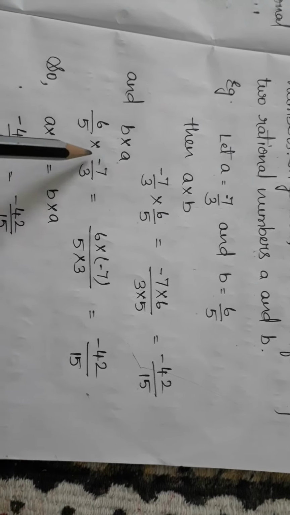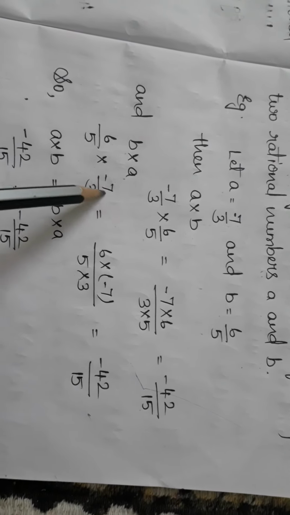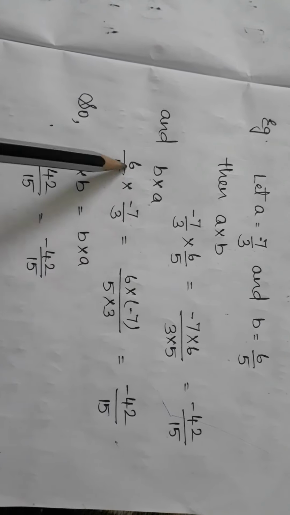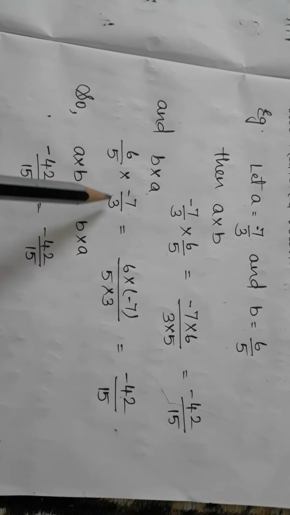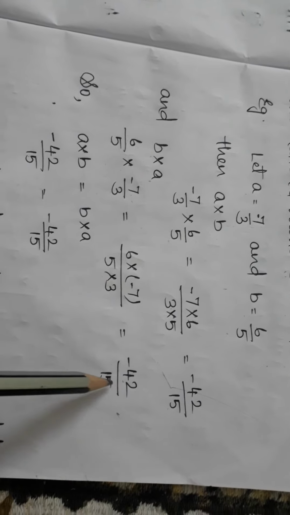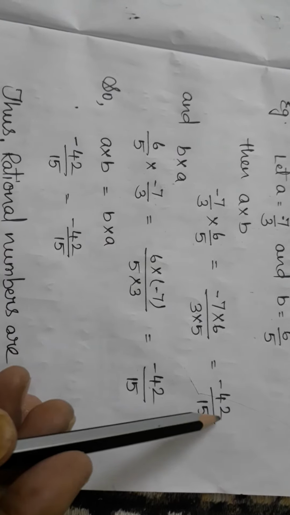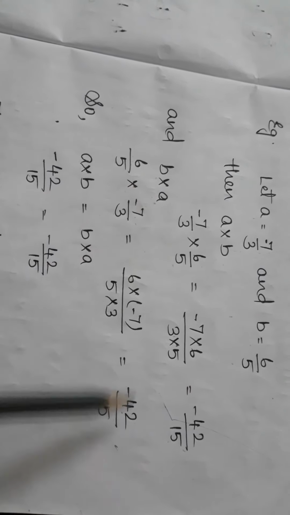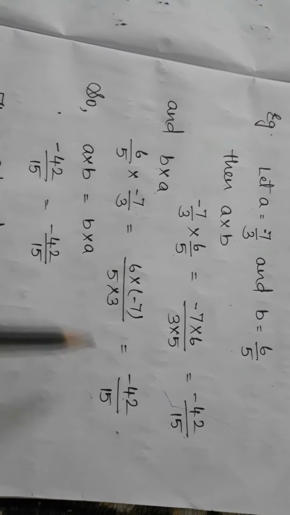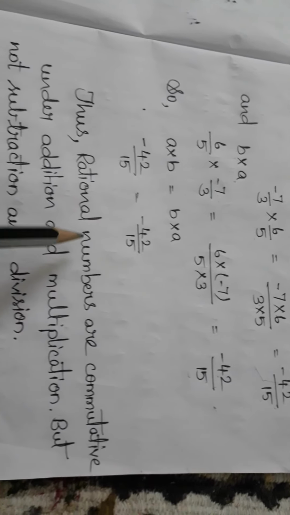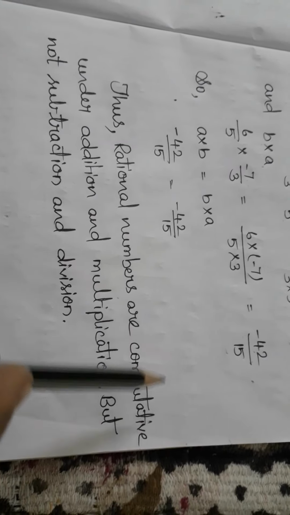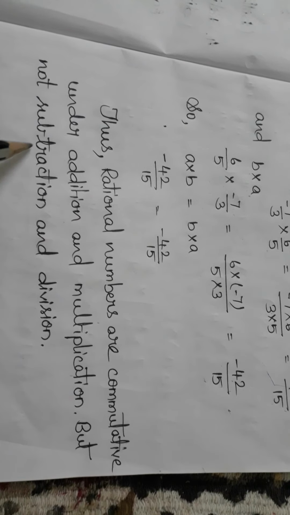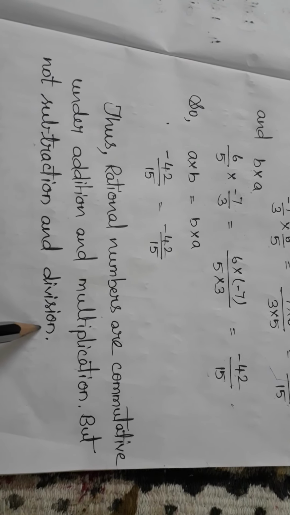Now coming to B into A. What is the B value? 6 by 5 into the A value, minus 7 by 3. What is the product? 6 into minus 7, minus 42; 5 into 3, 15. Minus 42 by 15. So the A into B value is minus 42 by 15, and the B into A value is minus 42 by 15. Thus, rational numbers are commutative under addition and multiplication, but not under subtraction and division.